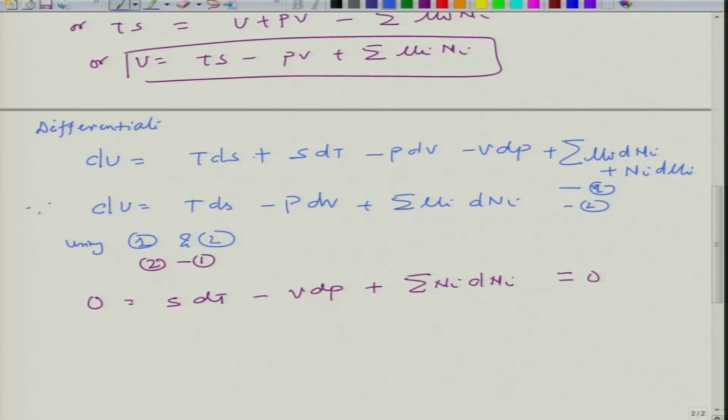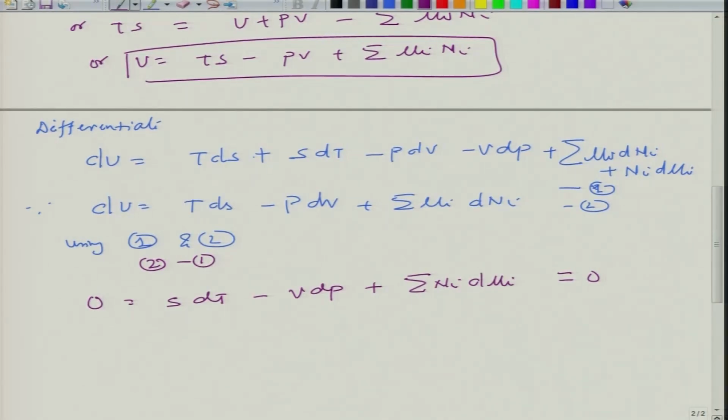And we know from our fundamental relation expressions that the differential internal energy is written in this form: T dS minus P dV plus summation mu_i dn_i. So, if you subtract this 2 from 1, what we are going to get is S dT minus V dP plus summation n_i d mu_i.